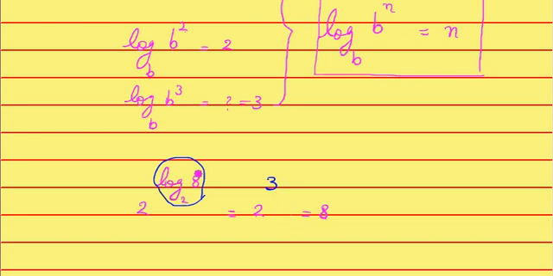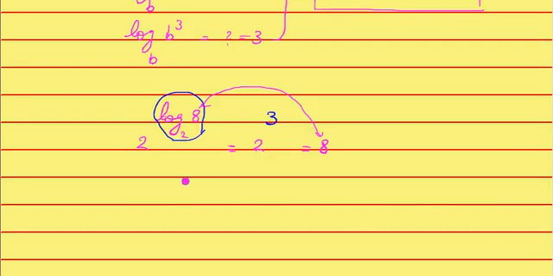Now, is it a coincidence that this number is the same as that number? No, it's not a coincidence. If the base of the exponentiation and the base of the logarithm are the same, then the two actions you are going through are going to cancel each other out, and you are going to end up with the number that you were using the first time around.